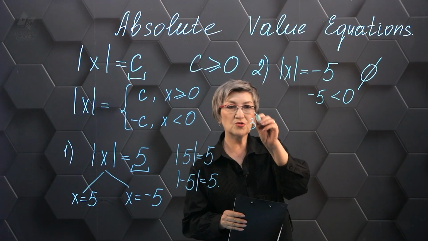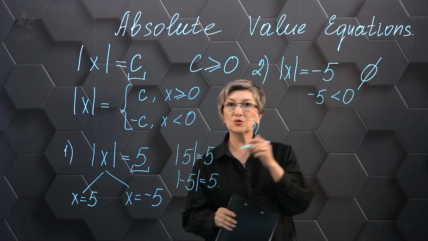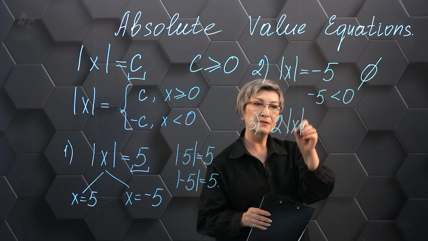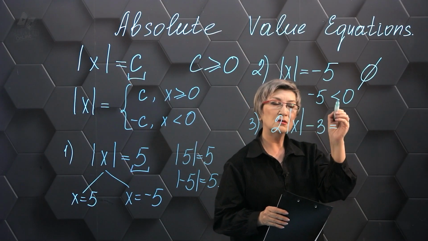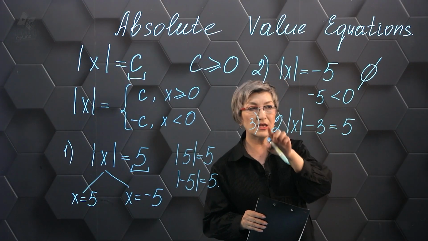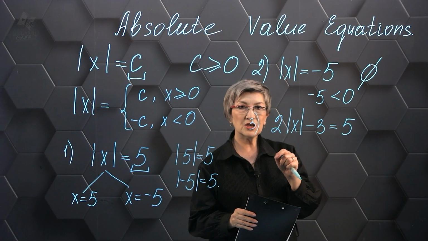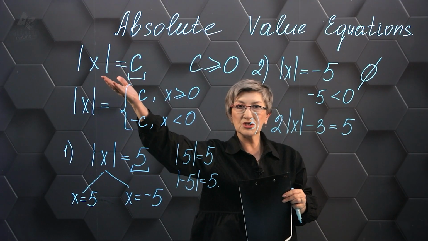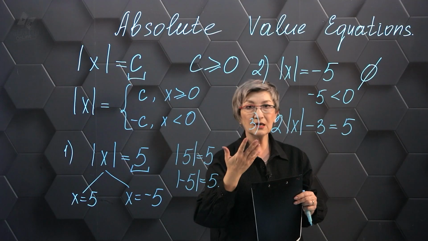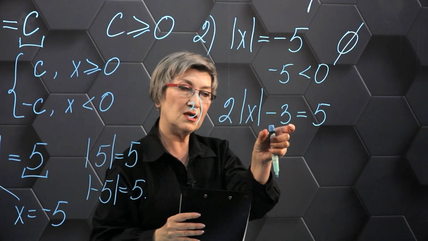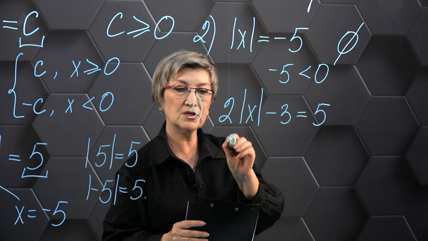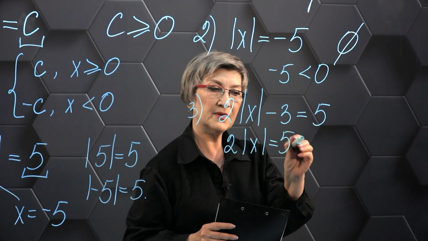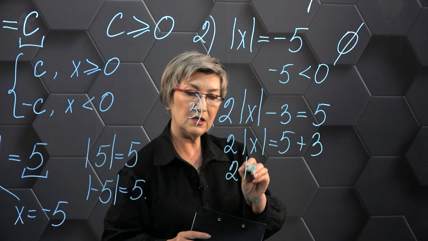Let's look at another example. I'm going to complicate our equation and write down 2 modulus x minus 3 equals 5. How do we solve equations like this? First, we need to isolate the modulus of the number on the left side of the equation. How do we do that? First, I'll move minus 3 to the right side. This will result in 2 modulus x equals 5 plus 3. And then 2 modulus x equals 8.